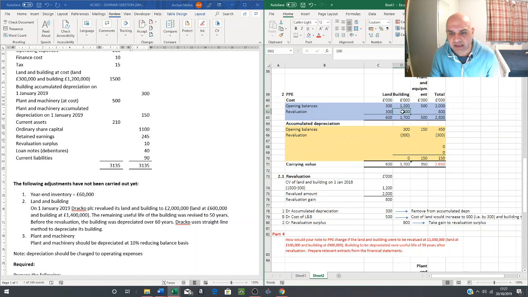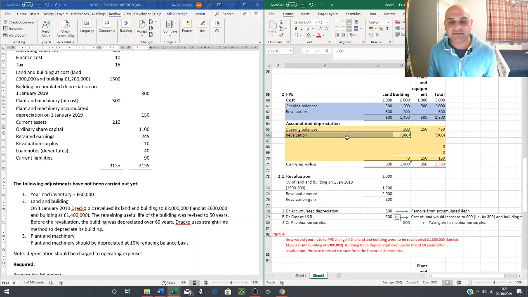Sorry, this one should be, sorry, my fault, it should go up to 1400, isn't it? So the building will go up by 200, so 1400. Oops, mistake number two, it's not going to happen again. All right, so 300 and 200 altogether 500 debit side. This one, remove the accumulated depreciation due to revaluation, gone.